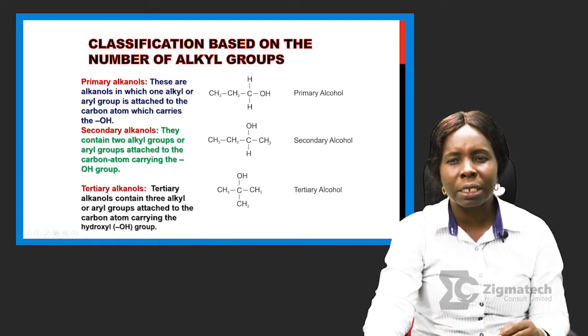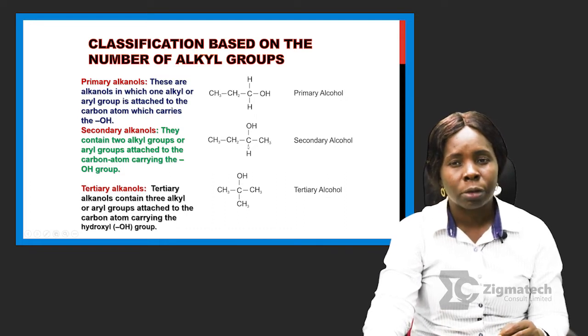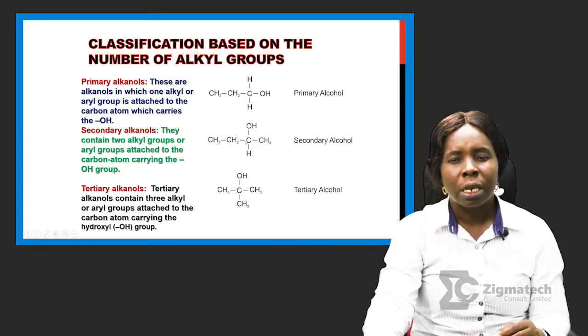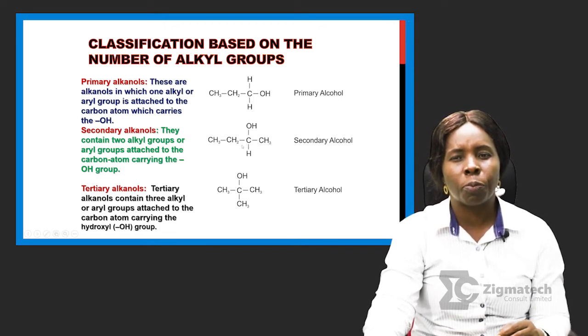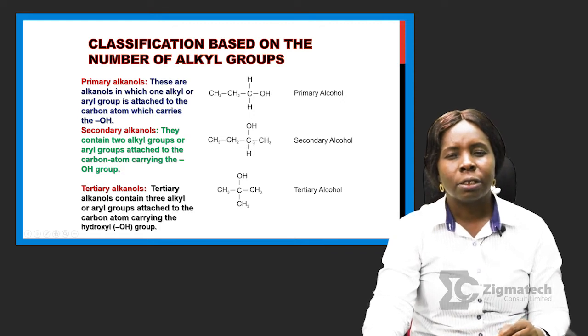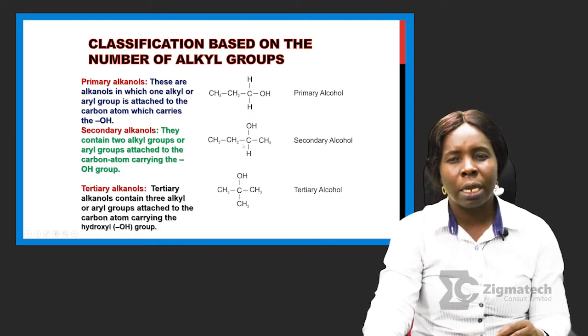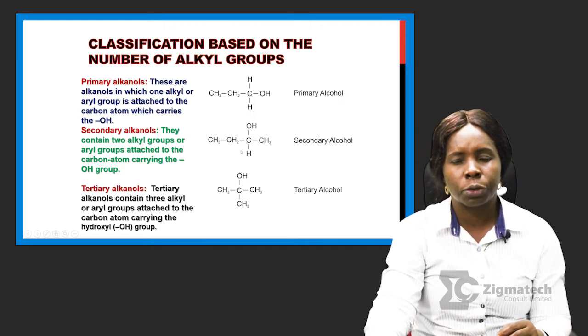We can represent this alkyl group with only R, or we can represent it with the CH3 or CH2 like I've shown. So this compound is 1, 2, 3, 4. So this is butan-2-ol. Butan-2-ol is a secondary alkanol. Whenever we have butan-2-ol, propan-2-ol, or pentan-2-ol, they are secondary alkanols.